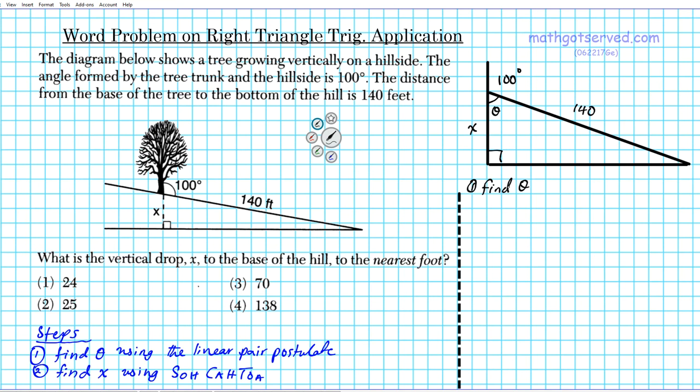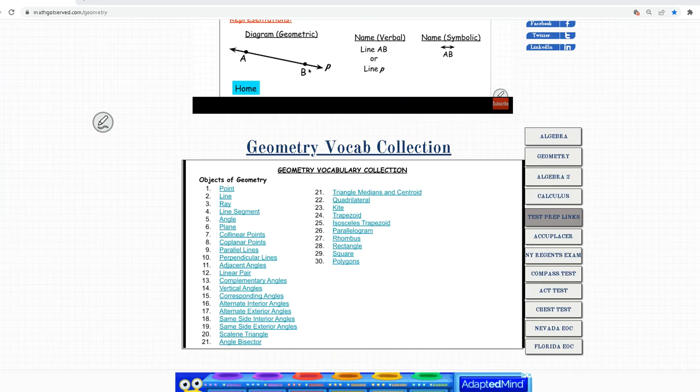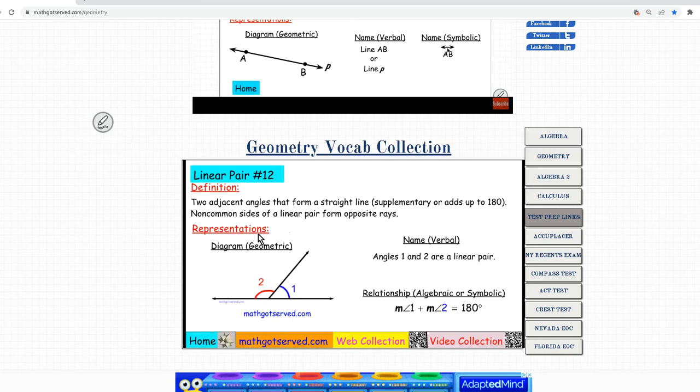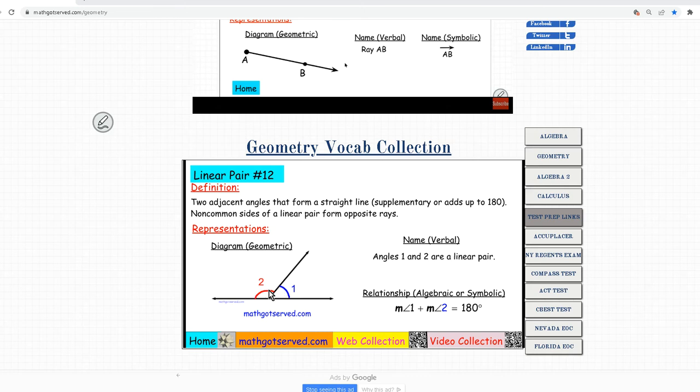So if we want to find theta, we're going to use a linear pair postulate. Basically the sum of angles on a straight line is 180 degrees. If you want more information concerning the linear pair postulate, or what the definition is, you can go to our website. Under our geometry vocabs collection section, under linear pair, you can get more information on it. You can see the linear pair right here. Angle 1 and 2 form a linear pair, so the sum of their measures is 180 degrees.